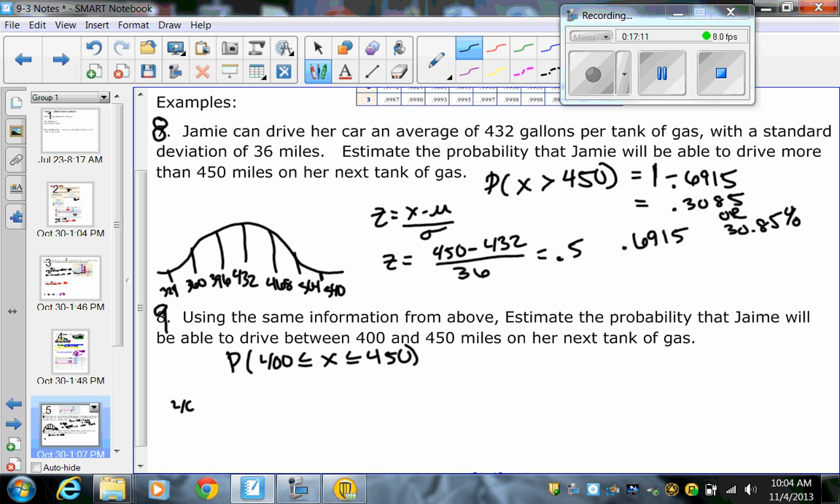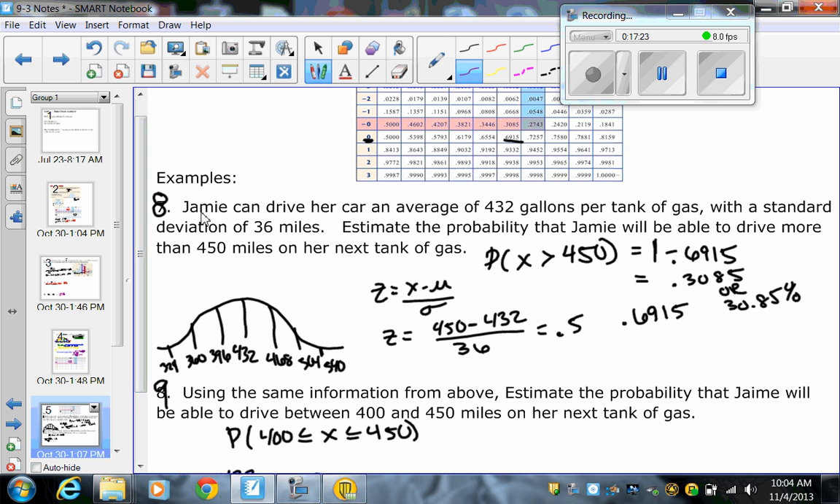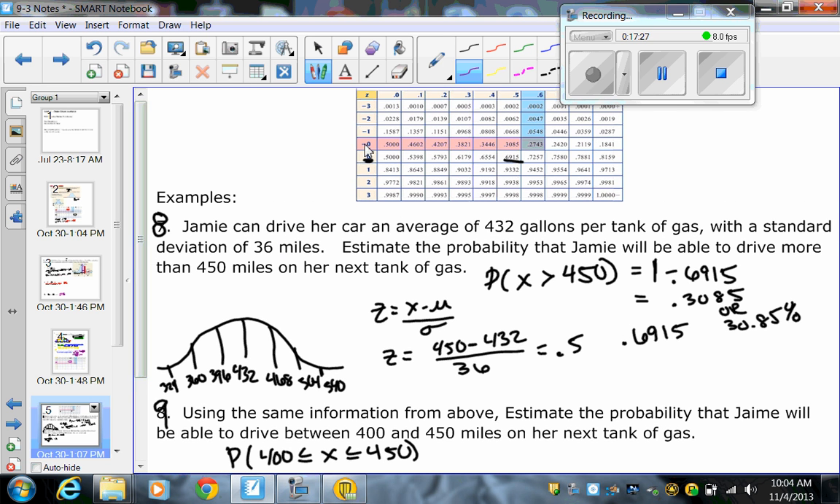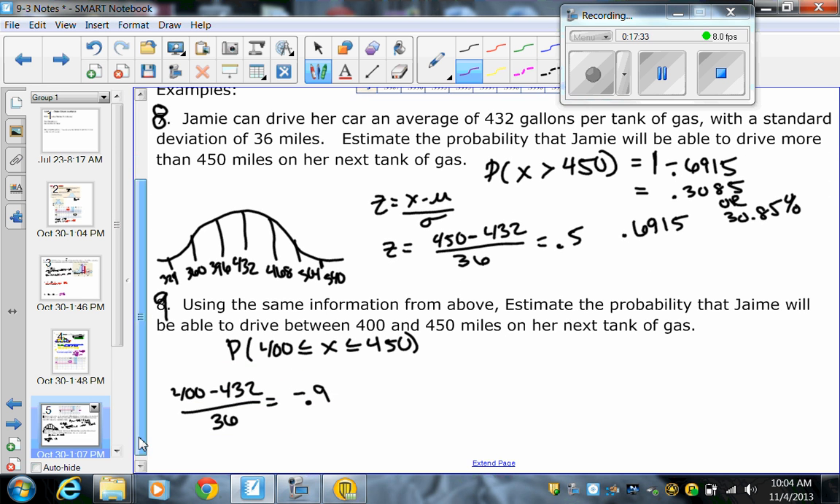Then I have 400 minus my mean divided by my standard deviation, which gives me negative 0.9. If I go back up to my chart, negative 0.9 gives me 0.1841. And then we're going to do the same thing with 450, which we just did above.